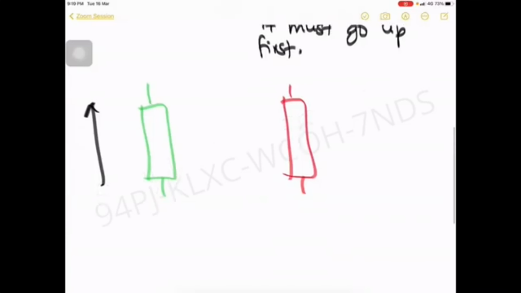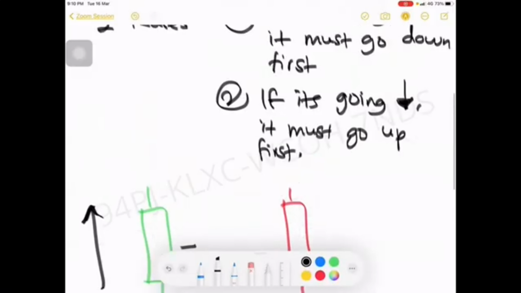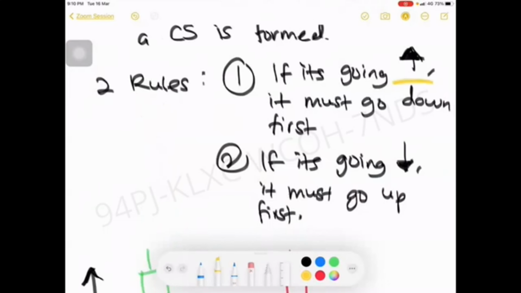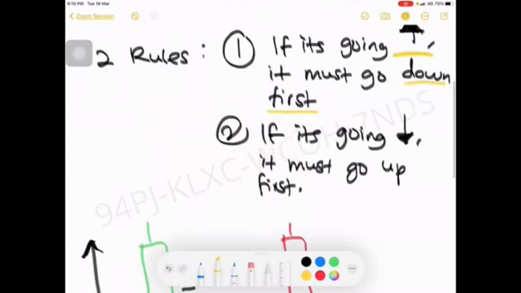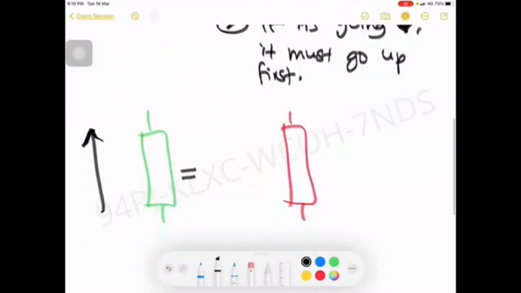Okay, so for a bullish candlestick, it means that the price is going upward, right? Remember the rules. If it wants to go up, it needs to go down first. So the open is going to be here, and then if it wants to go up, it needs to go to the low first, and then to the high, and then close right there.